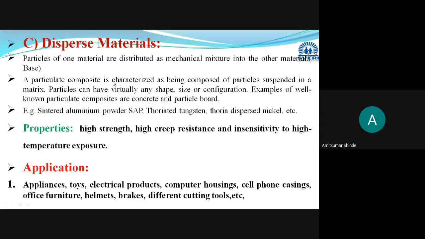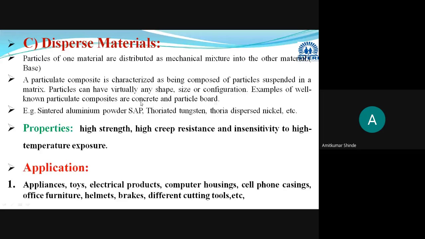Here it is explained in another way: a particulate composite is characterized as being composed of particles suspended in the matrix. Here matrix is nothing but your base material, and the particles are termed as the dispersion material. Those particles we are going to distribute in it. Whichever particles we are distributing may be of any shape. It may be circular, irregular, or a regular shape, and that will be termed as the dispersed material.